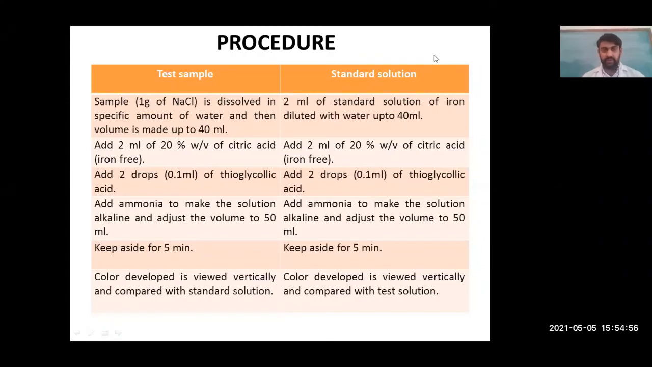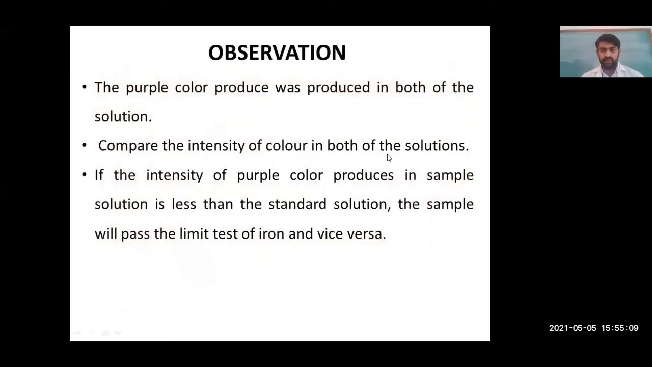In the previous part, I have demonstrated all of the procedure for the preparation of test and standard solution. Now we are moving towards the observation part. In the observation part, we have to observe the purple color that has been produced in both solutions. We have to compare the intensity of color in both solutions. If the intensity of purple color produced in the sample solution is less than that of the standard solution, the sample will pass the limit test for iron, and vice versa.